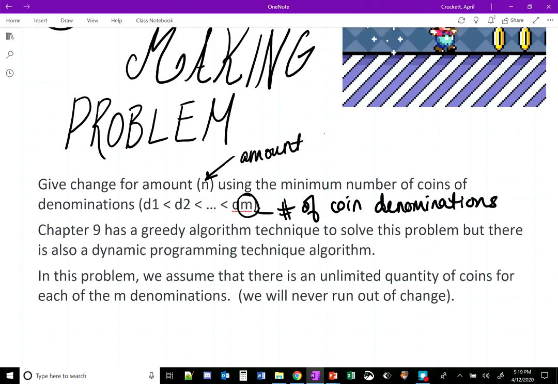Okay, so chapter 9, which we haven't gotten to yet, so that's the next chapter, has a greedy algorithm technique to solve this problem, but there's also this dynamic programming algorithm, which is why it's in this chapter as well. In this problem, we're also going to make an assumption that there's an unlimited quantity of coins for each of the denominations. Like we're not going to run out of any of these denominations. We're not going to run out of change.